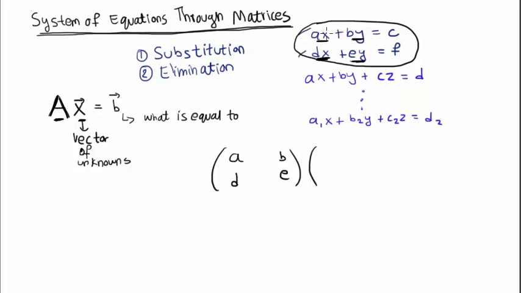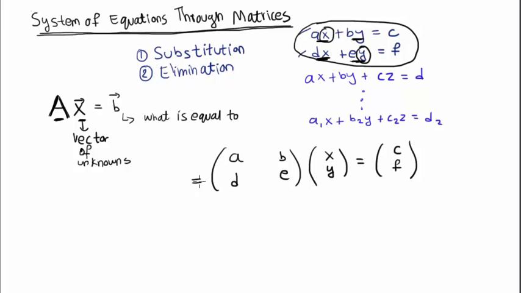Well, what are my unknowns? Well, one of my unknowns is x. The other unknown is y, right? That's what I'm trying to solve for. So x and y. And what's that equal to? Well, that's c over here and f over here. Now, do you see the helpfulness of this?